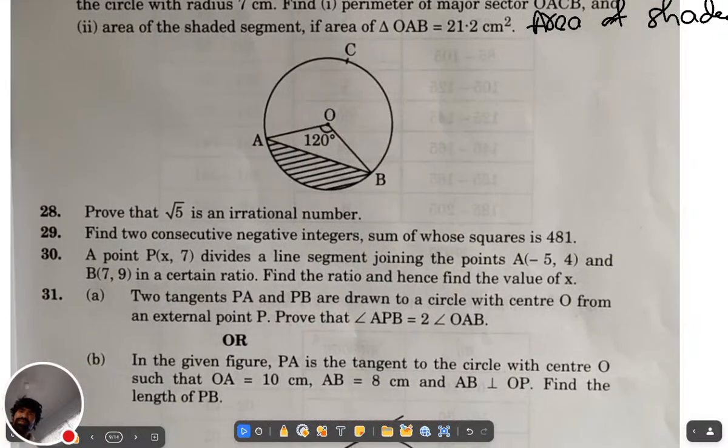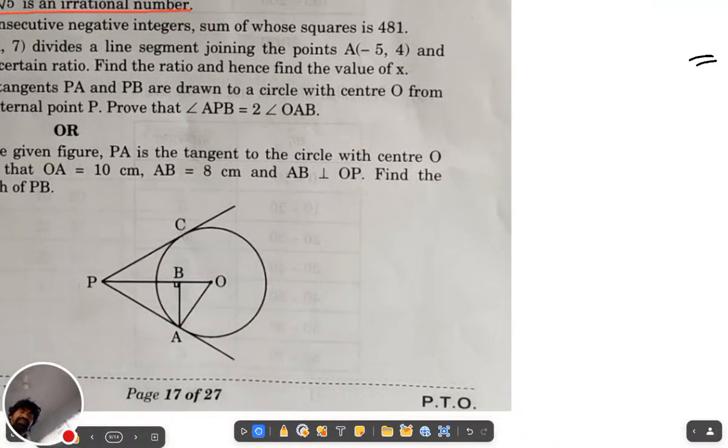The next question: prove that root 5 is an irrational number. It is a very famous and a very easy question also. So we have to prove that root 5 is an irrational number, right? We will do it by proof by contradiction.